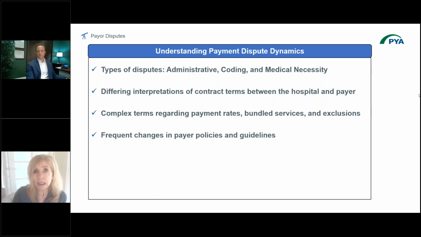So those are really some dynamics, Jason, that we're seeing happen in payer disputes. I'm going to turn it over now to Jason, and he's going to walk through best practices for resolution of some of these payment disputes.